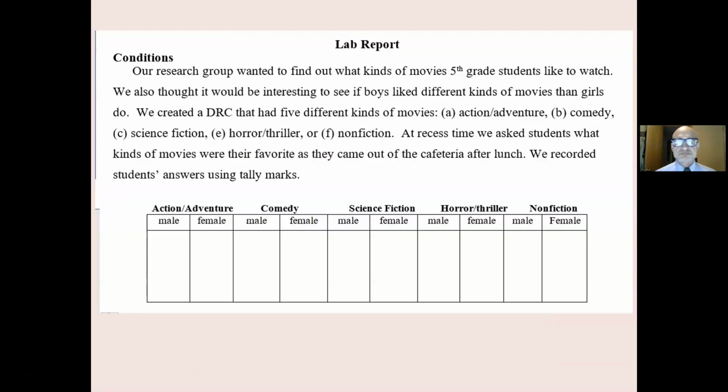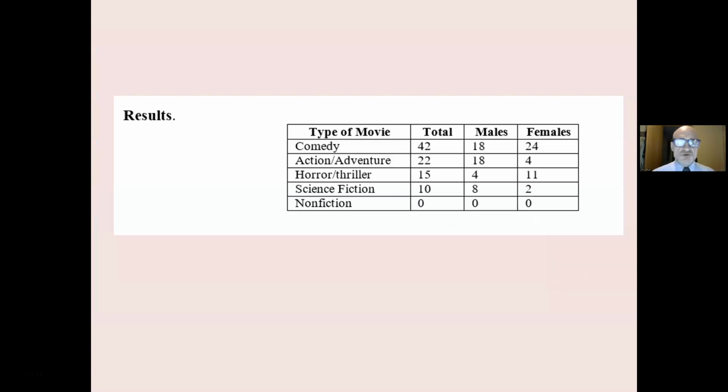For example, our research group wanted to find out what kinds of movies fifth grade students like to watch. We also thought it would be interesting to see if boys like different movies than girls. We created a data retrieval chart, and you can read the rest of that, but that tells the research question, the conditions, how they collected the data, and it shows the actual data retrieval chart there. That's part one. Part two is the results, just the data. This is what we found. And there's the data all collected there.